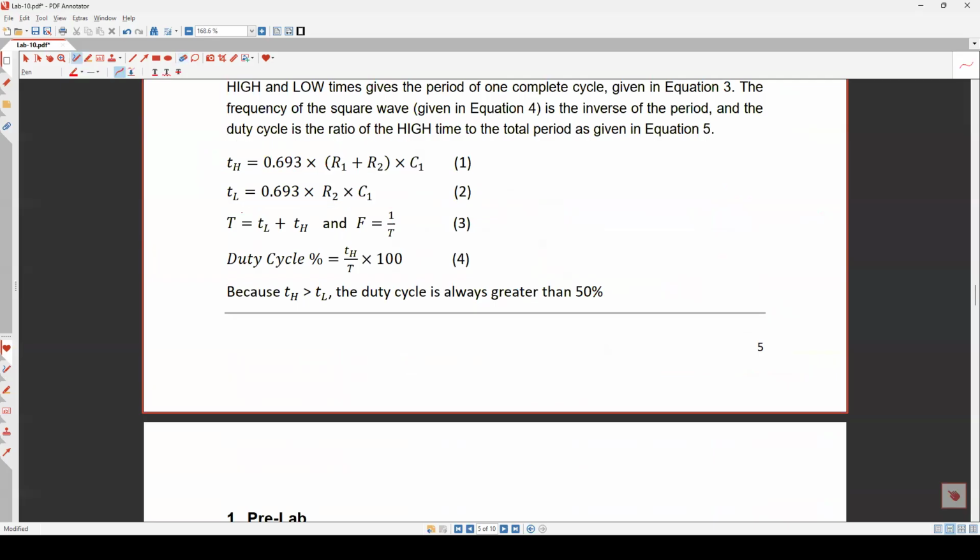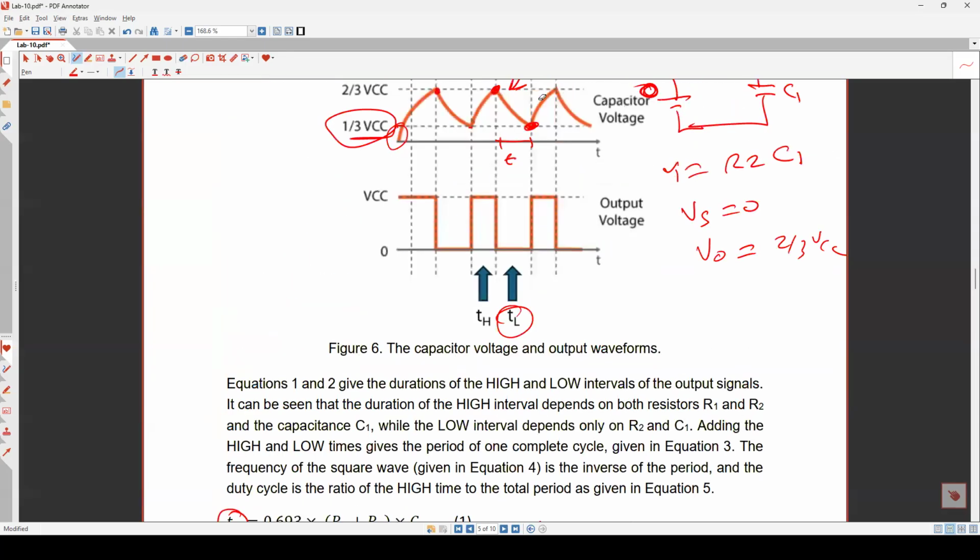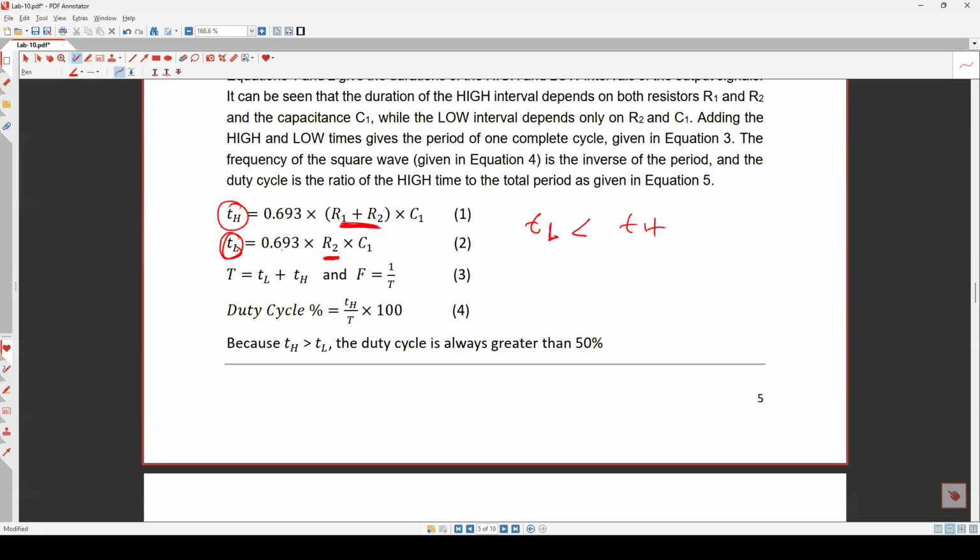Guys, there is an important observation here. You can find that the low time is always smaller than the high time. In the high time, it charges through R1 and R2, but this one is discharging only through R2. That is why I got this figure from the internet. This figure may not be very accurate, because here the low time is greater than the high time. It cannot happen. Look at the math here. This time is through R1 and R2, this time only R2. So the high time should always be greater than the low time.